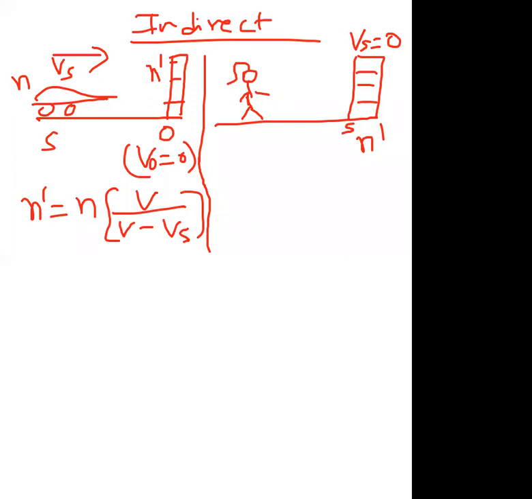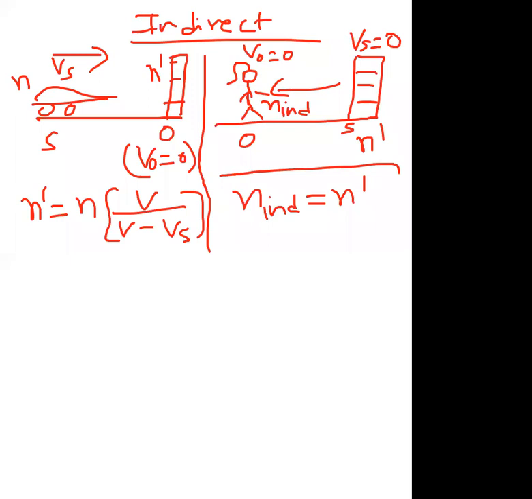Now it is acting as the source, and for the observer, V naught is also equal to 0. So the frequency heard is N indirect. Both are at rest, which means there is no Doppler effect, and N indirect is equal to N dash. And what is the N dash value? N into V by V minus Vs.